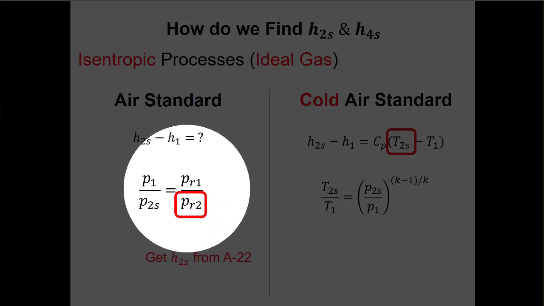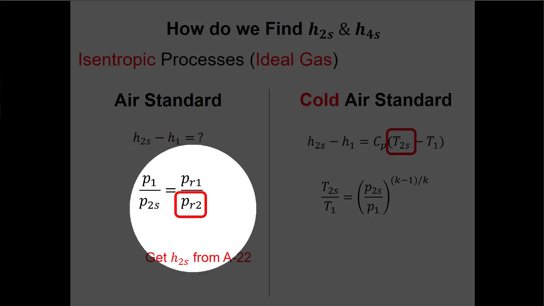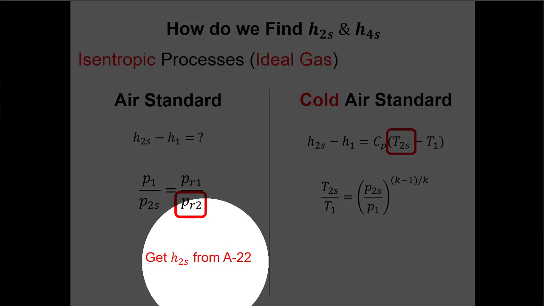And then because we can usually fix one of the states at a turbine or a compressor, we'll know one of these PR values, and then we can use this expression to find the other PR value. The nice thing about that is when we use table A22, all we need to know is one piece of information, right? We're used to needing to know the temperature, and then we go from left to right across that table to pick up, say, h and PR.